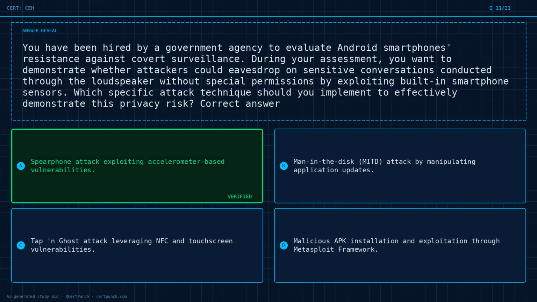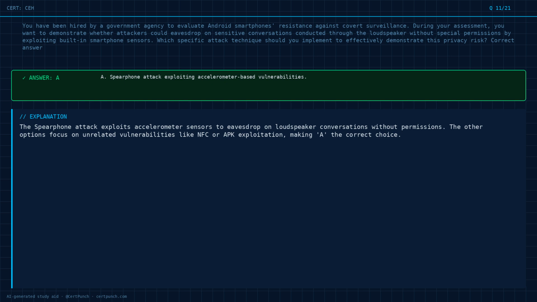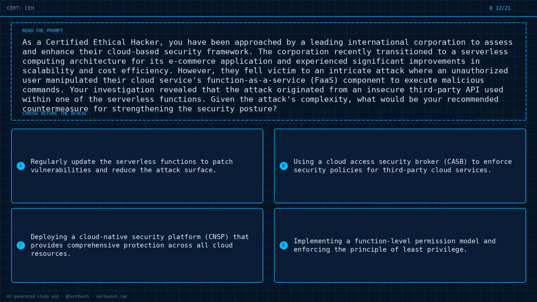The answer is option A. Exam logic. The spear phone attack exploits accelerometer sensors to eavesdrop on loudspeaker conversations without permissions. The other options focus on unrelated vulnerabilities, like NFC or APK exploitation, making A the correct choice. Question 12 of 21. As a certified ethical hacker, you have been approached by a leading international corporation to assess and enhance their cloud-based security framework.